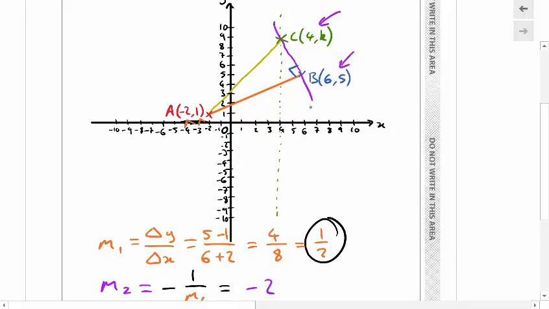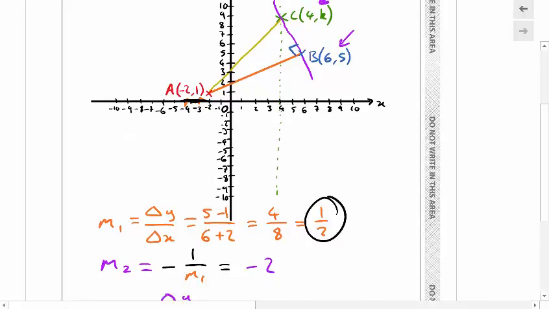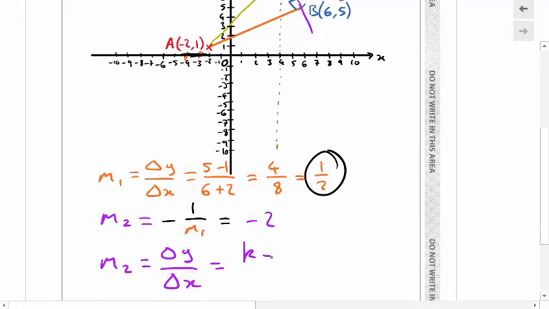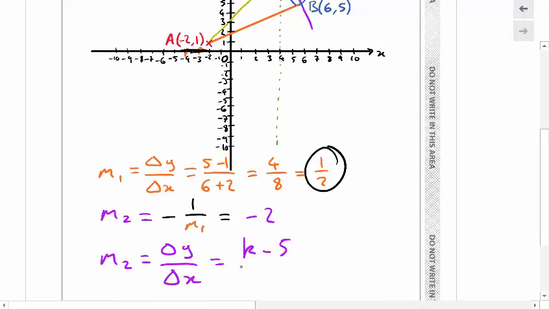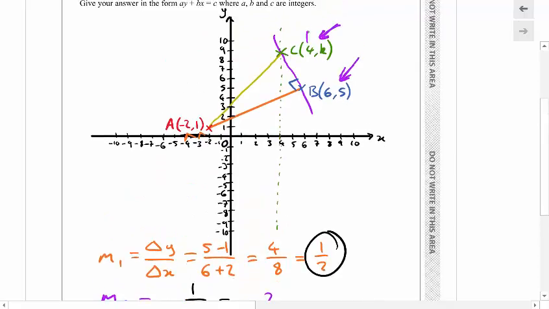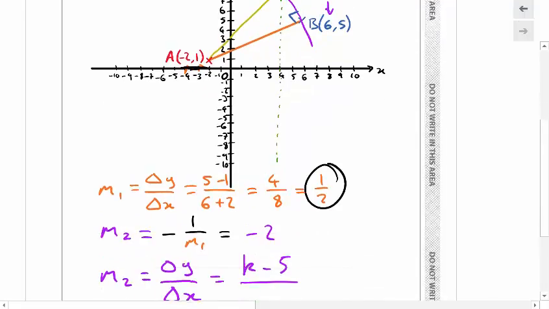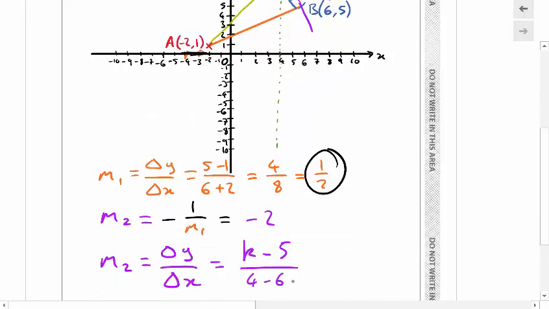So if I just wanted to use those 2 points to find out my gradient, so let's suppose I don't know my gradient, how would I find it out? Well, I'd use the y coordinate of C, which is k, minus my y coordinate of B, which is 5. It's just my change in y, okay? Divided by my change in x. Well, my change in x is going from 4 to 6, so it's 4 take away 6, right? Okay, but I know that that must be equal to negative 2.